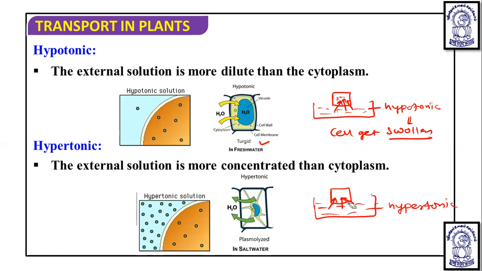So here what will happen? Water will go outside, and when water goes outside from the less concentrated cell to the highly concentrated solution, that is hypertonic, a shrunken cell will be obtained, and this shrunken cell is known as a plasmolyzed cell. So in hypotonic, the turgid cell will be formed. In hypertonic, the plasmolyzed cell will be formed. In isotonic, the cell will be called a flaccid cell.